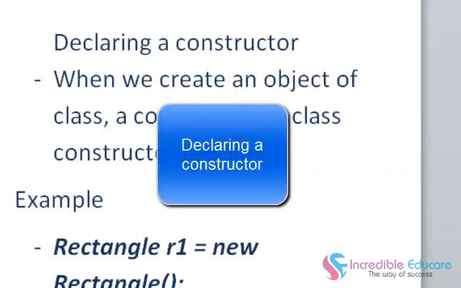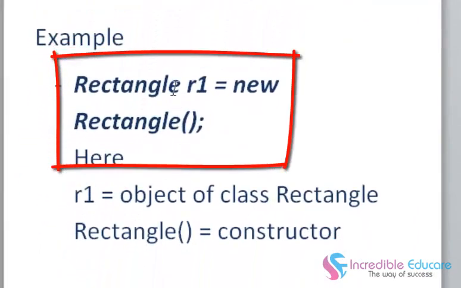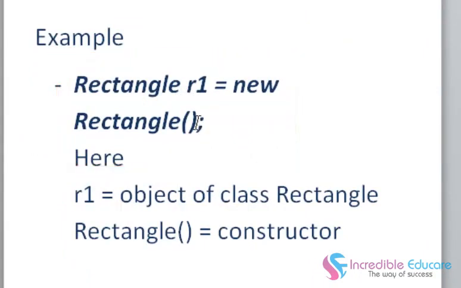How to declare a constructor? When we create an object of a class, a corresponding class constructor is called. Here is the example. Here Rectangle is the class name, R1 is the object name, and this Rectangle, which is followed by the parenthesis, is the constructor.